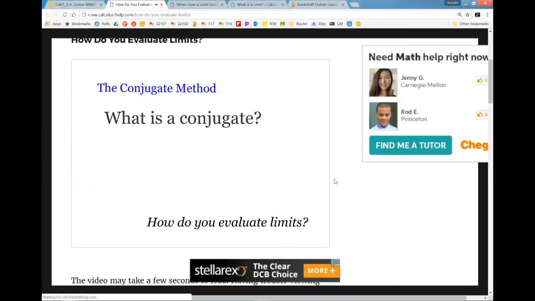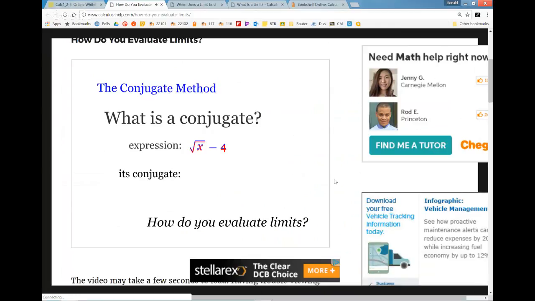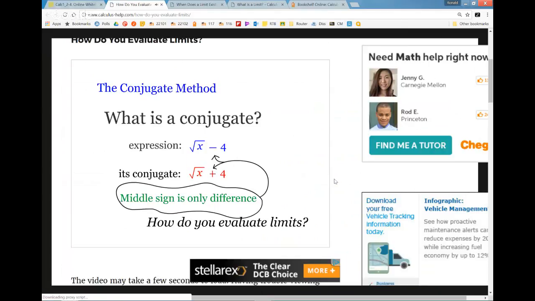Take a look at this expression, the square root of x minus 4. Now, this is a plain old two-term expression. However, it is easy to make a conjugate. All you do is change the negative sign in the middle to a positive sign. The conjugate of the square root of x minus 4 is the square root of x plus 4. That's all there is to it.